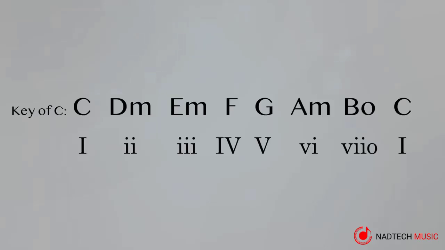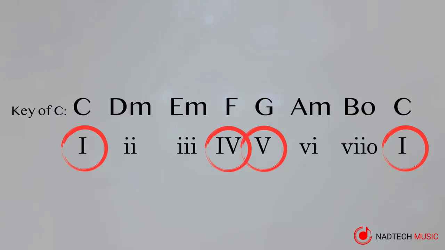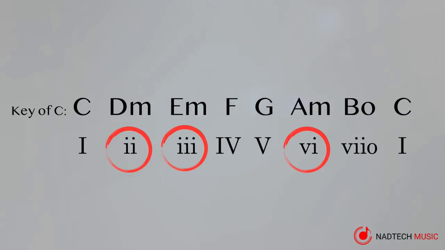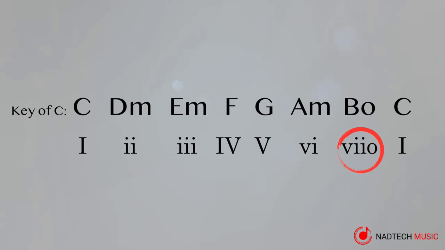First, let's take a look at this diagram. Here we see all the chords within the key of C, and then we have numbers underneath them to represent them with Roman numerals. If it's an uppercase Roman numeral, then it's a major chord. If it's lowercase, it's minor. And if it's lowercase with the little diminished symbol, then it's a diminished chord.